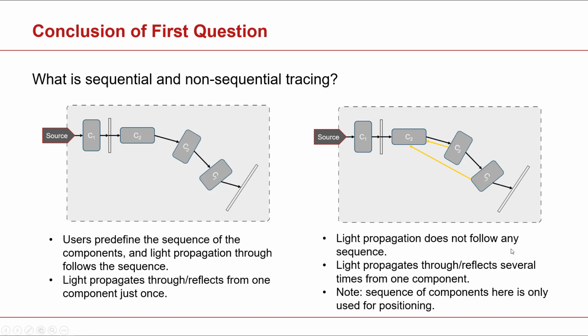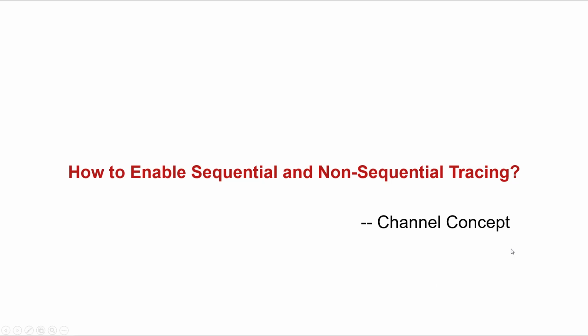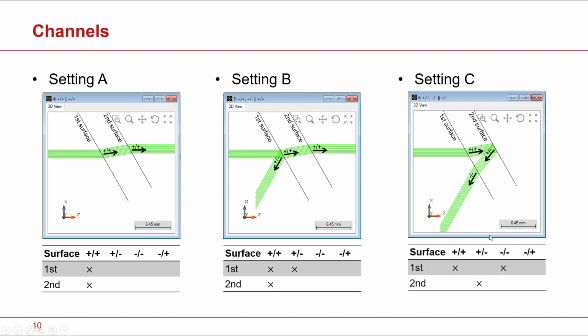Now let's come to the second question. How to enable sequential and non-sequential modeling in VirtualLab Fusion? Here we take advantage of a channel concept. In each optical surface or component, we can define different channels. By correctly defining the channels, we could enable sequential and different degrees of non-sequential tracing. We will use these figures to illustrate the concept of channels.